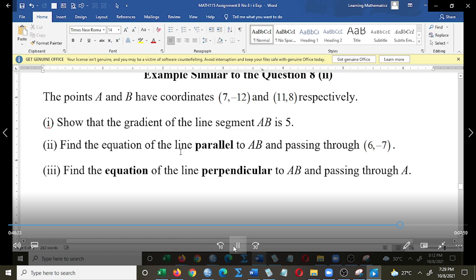I repeat, whenever they ask you to find the equation of a line, you have to find two numbers, the gradient and the y-intercept. They must give you information for you to find the two of them. The information here for A is to find the y-intercept. What is the purpose of that information? Perpendicular is to find the what?